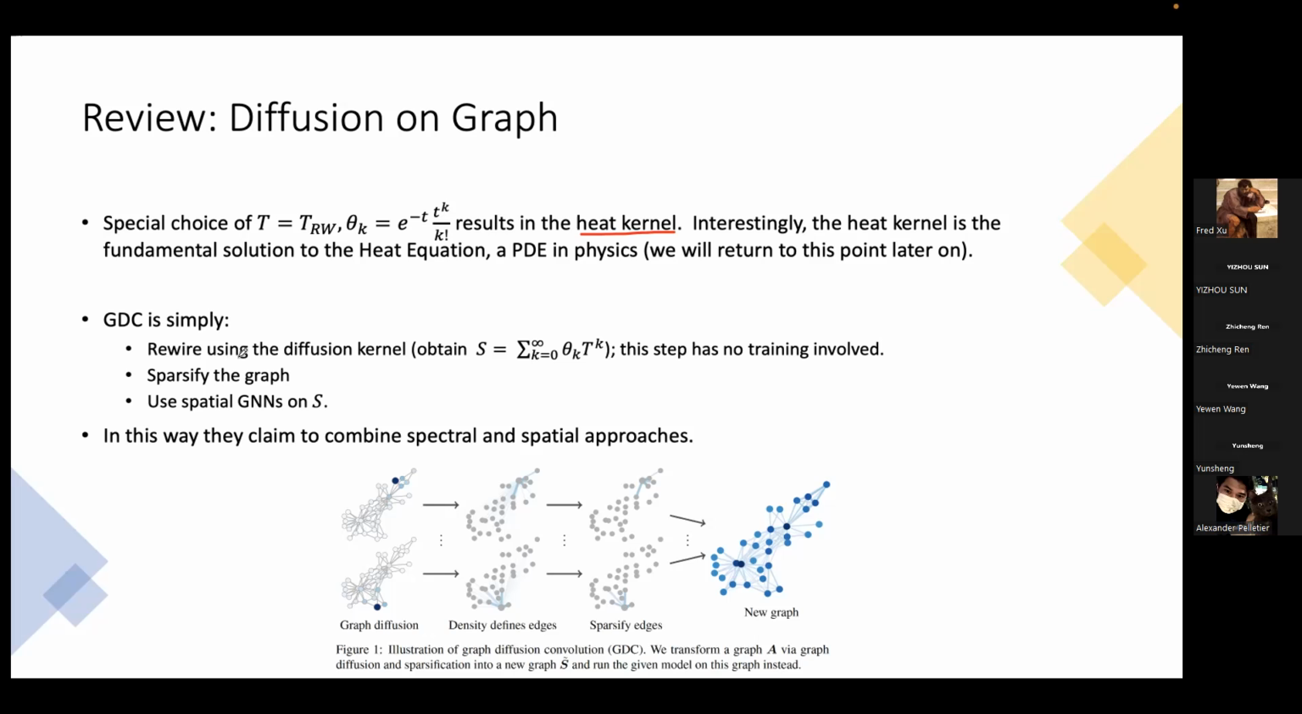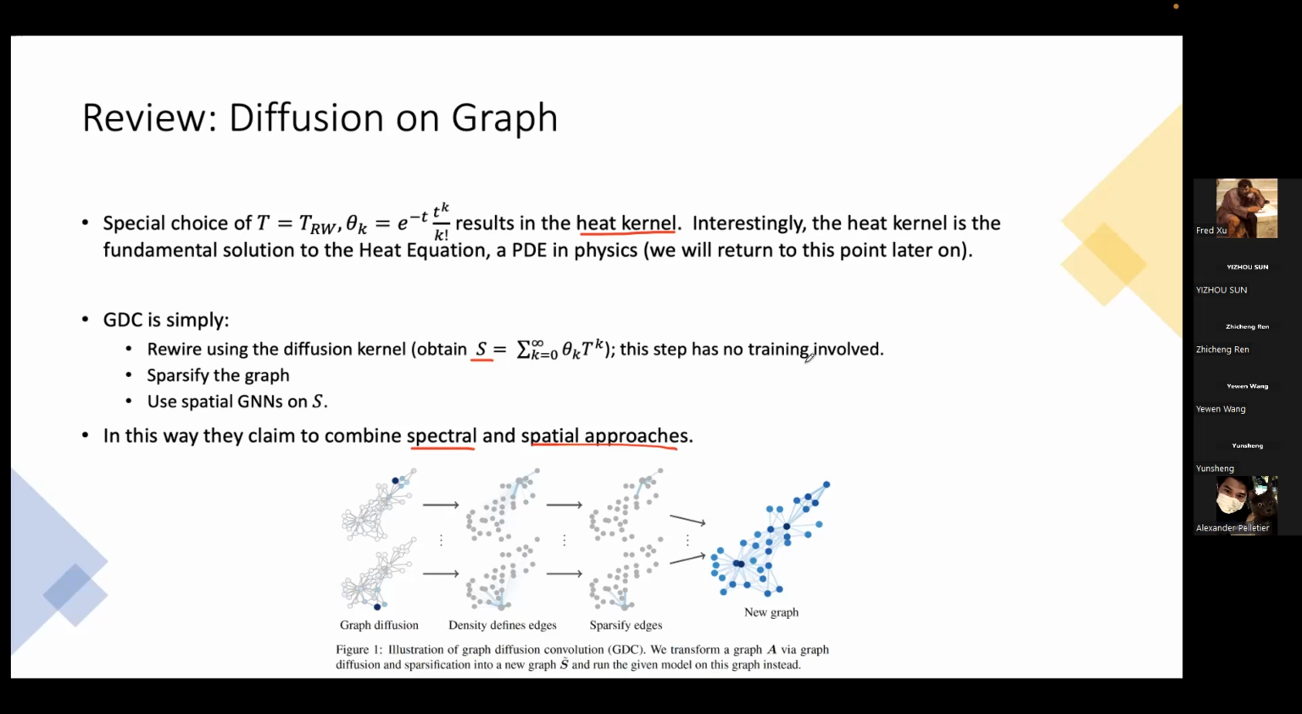Basically they do this rewiring process by using a diffusion kernel to evolve the initial adjacency matrix, from which they obtain this final adjacency matrix S. Then they sparsify the graph, and then they apply the spatial GNN on this S. In this way, they claim that they combine the spectral and the spatial approach. The spectral approach is the heat diffusion approach, and the spatial approach is to use a GNN to learn.